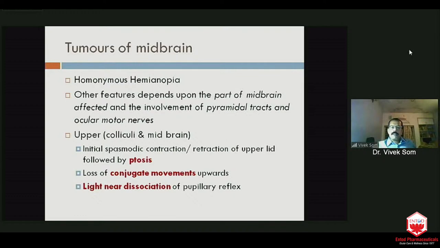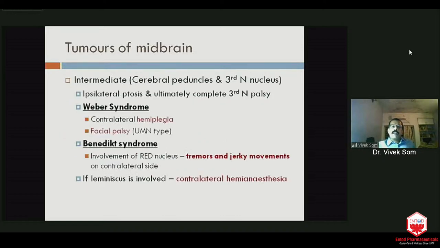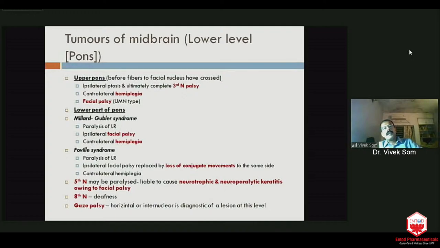Tumors of the midbrain have a huge variation depending on where the tumor is. In the upper part, at the colliculi, there may be ptosis, conjugate movement palsy, and light-near dissociation. In the mid part, you have Weber syndrome and Benedikt syndrome, which have characteristic hemiplegia and jerky movements, tremors, respectively. In the pons, the upper pons features third nerve palsy, hemiparesis, and facial palsy of upper motor neuron type. The lower pons, when involved, may have Millard-Gubler syndrome or Foville syndrome.